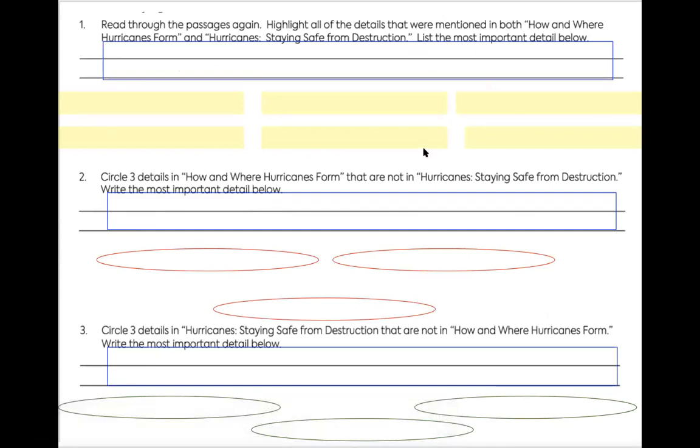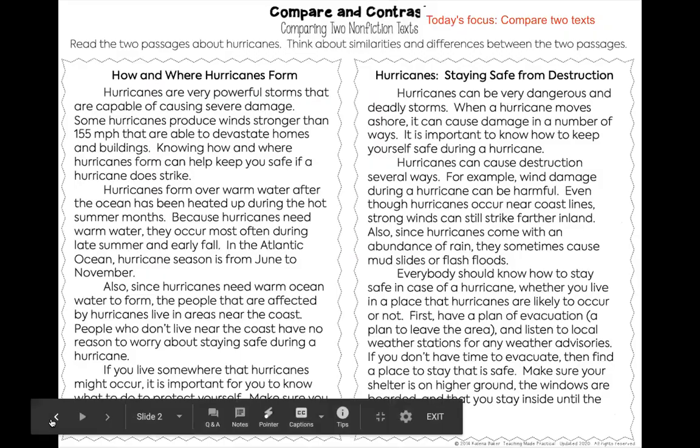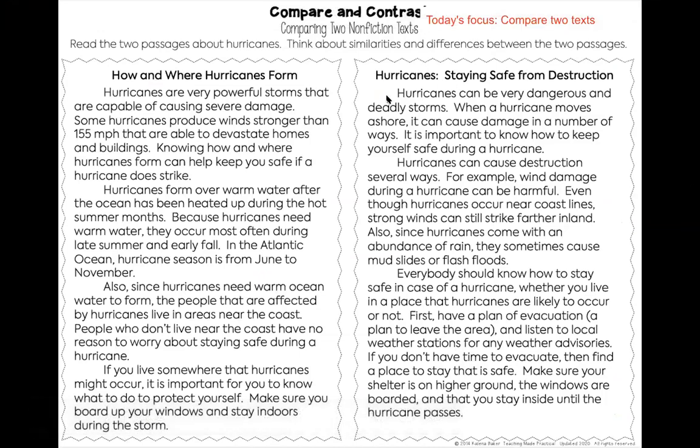Once you have highlighted all the similarities, you list the most important detail in the text box. So I would just say the biggest idea that these have in common. And then what you're going to do here is the red circles. You're going to circle 3 details on how and where hurricanes form that are not in staying safe from destruction. So your red circles will go over here where how and where hurricanes form. I'll give you a red circle up top here.